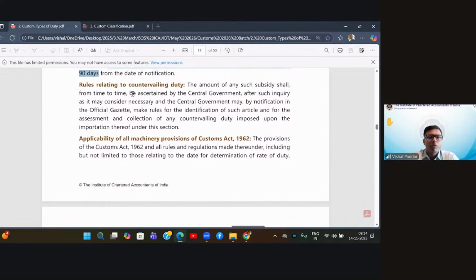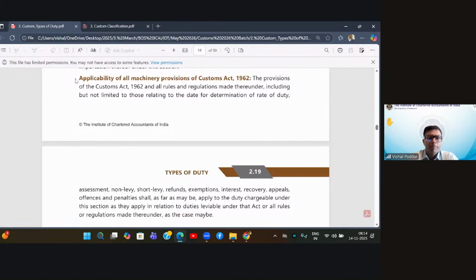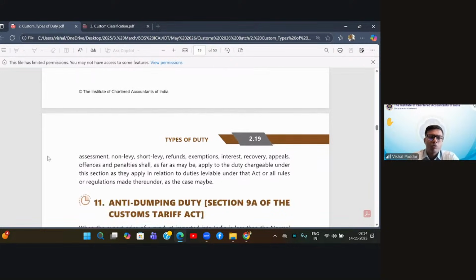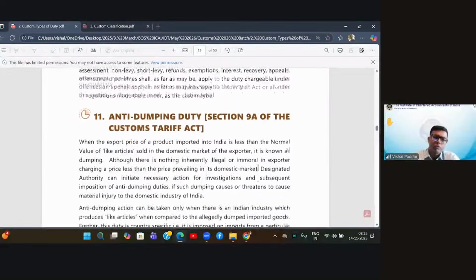Rules will be framed by the government for implementing this particular duty. Applicability of machinery provision. Whatever machinery provisions are given in Customs Act relating to assessment, refund, exemption, they all will apply to this duty also.